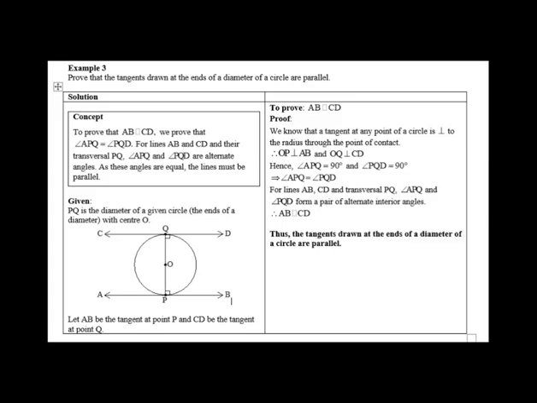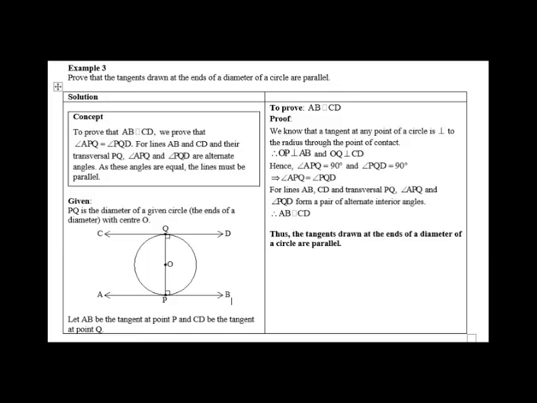Example 3. Prove that the tangents drawn at the ends of a diameter of a circle are parallel. Let PQ be the diameter of the given circle with center O. Let AB be the tangent at point P and CD be the tangent at point Q. We need to prove AB is parallel to CD. For lines AB and CD, PQ is the transversal. In order to prove AB is parallel to CD, it is enough if we prove that the alternate interior angles are equal, that is, angle APQ is equal to angle PQD.